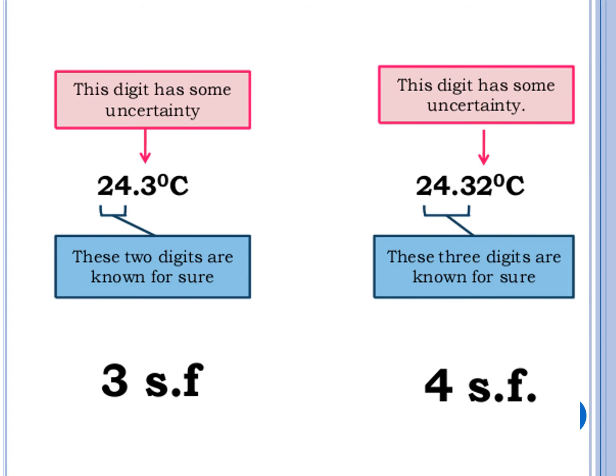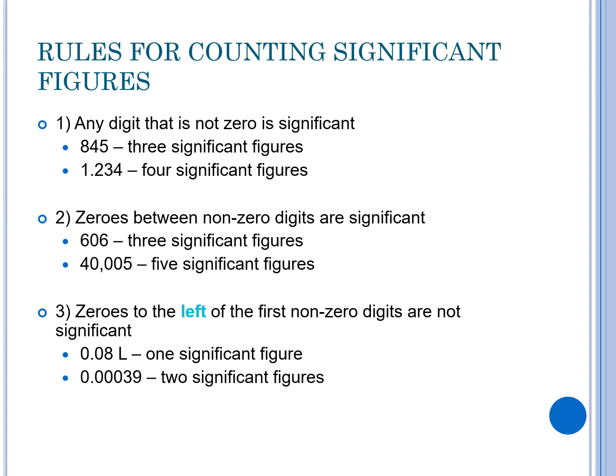So when you have 1, 2, 3 digits, we call this 3 significant figures. This digit also has some uncertainty because it could be 0.33, 0.22, 0.32 or 0.31. So there are 3 digits known for sure, and then we have 4 digits here that can be seen. So this is called 4 significant figures. Right, the rules for counting significant figures are like this.